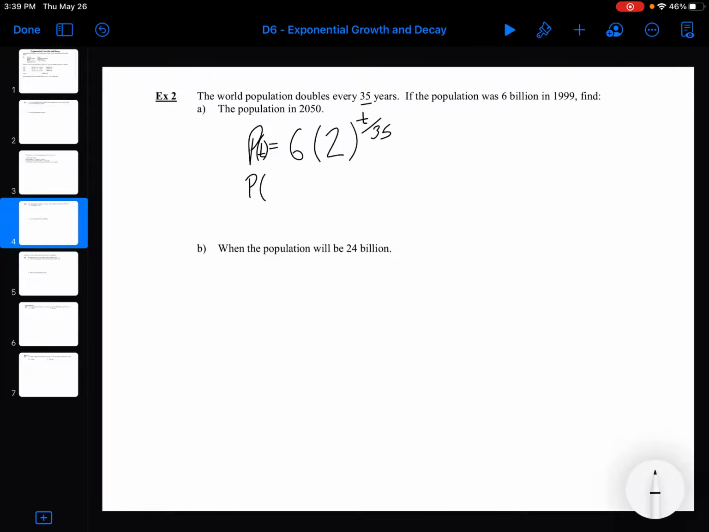We're now looking from 2050 down to 1999. So that's going to be 51 years. We're going to have 6 times 2 and then 51 over 35. Now, this is a part where you want to be able to use your calculator well. I always like to use brackets with my exponents. You can obviously divide this out first if you want to. But when we're doing this, we're going to get 16.47 billion.